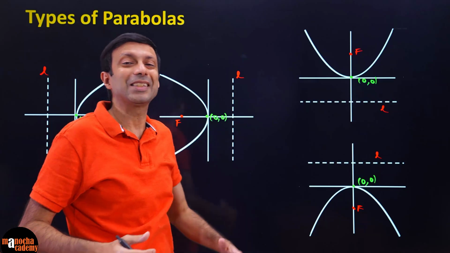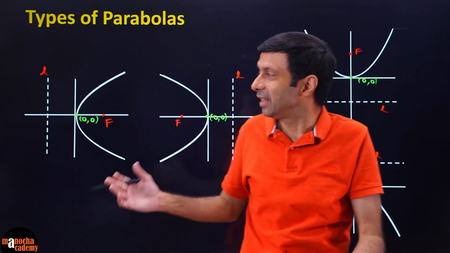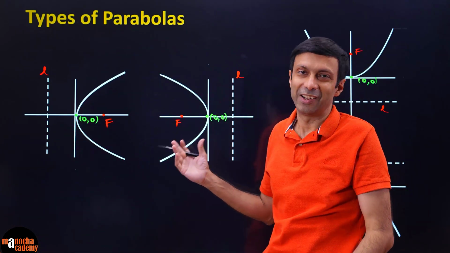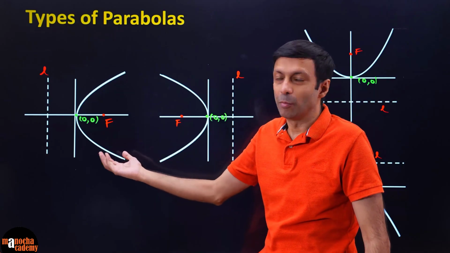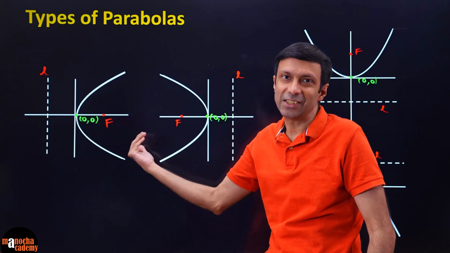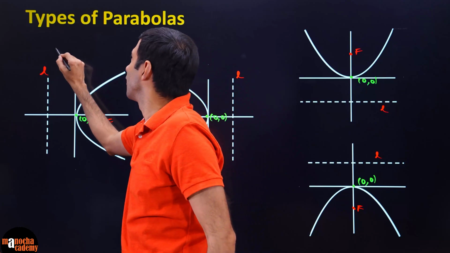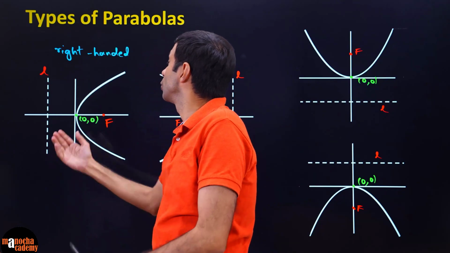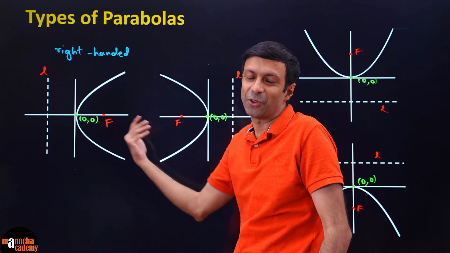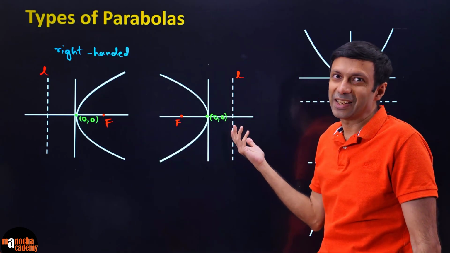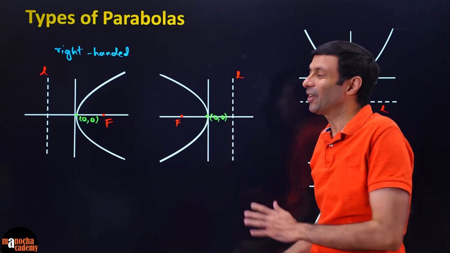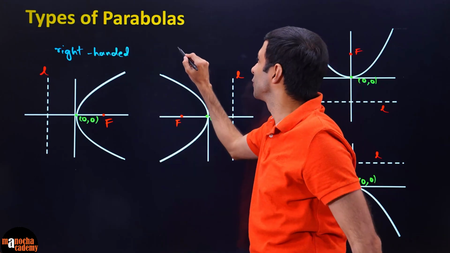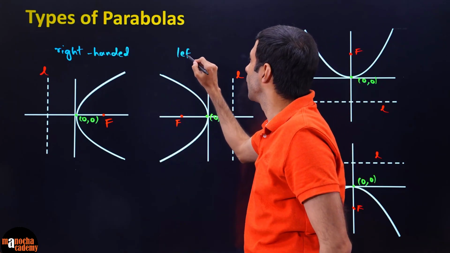Now these parabolas have different names because in the coordinate plane their shapes look different. This type of parabola, which has the curve on the right-hand side, is called the right-handed parabola because the curve is on the right side of the y-axis. And here, you can guess what this will be called? That's right, this is on the left side, so this is called the left-handed parabola.